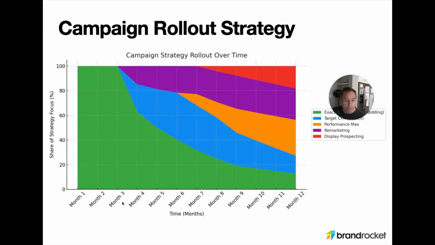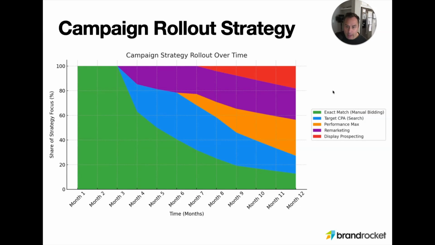So month 1, month 2, you can see it at the bottom here, where in the beginning a lot of times we are doing exact match bidding. This would be a new account, by the way. And then at some point, in the blue here, we launch a max conversion campaign with target CPA. And then at some point further down the line, we launch Performance Max. But it never happens right away because you need to get the training into the algorithm.